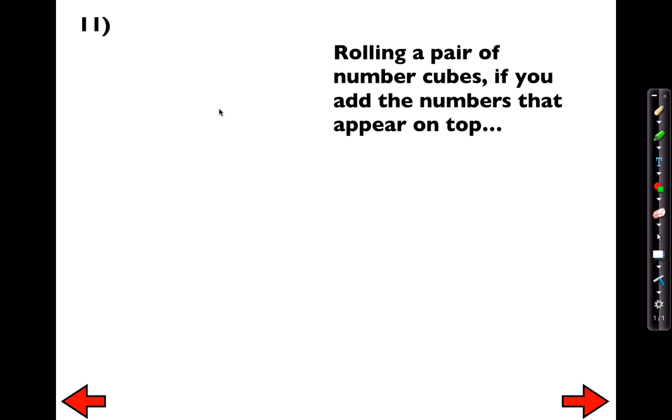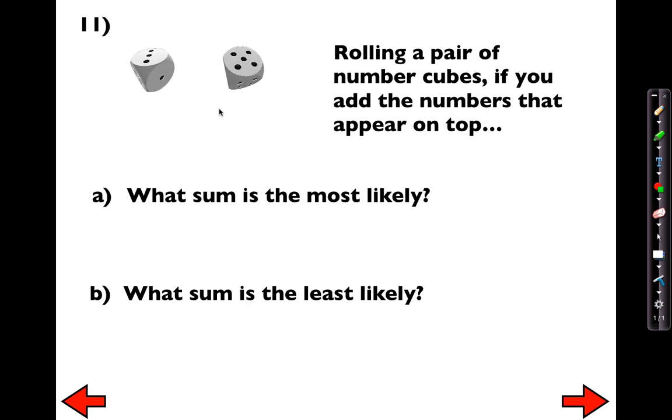Now here, rolling a pair of number cubes, if you add the numbers that appear on top, what is the sum that is most likely? And what is the sum that is least likely? I want you to think about that.